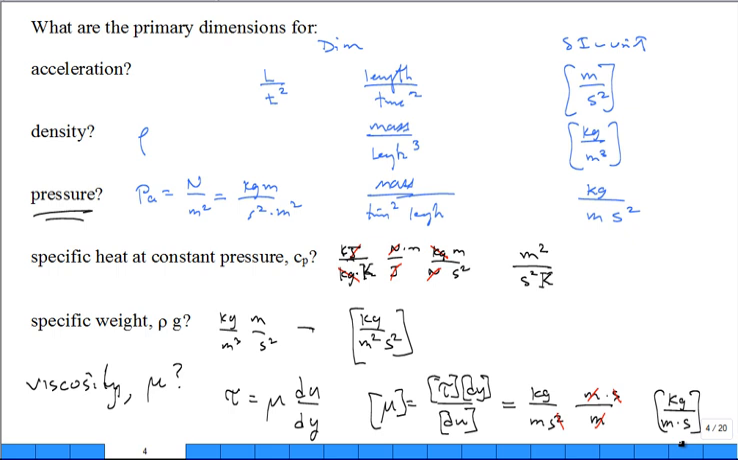What's another way of doing it? Go to the back of the book and look at a header of a table that has that property listed. If you look in our book, I think you'll find that they put kilogram per meter second as the units for viscosity. Okay? You have to get good at that.